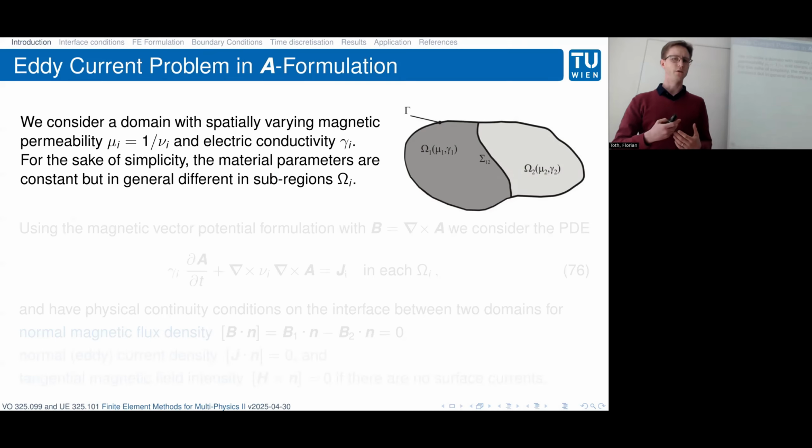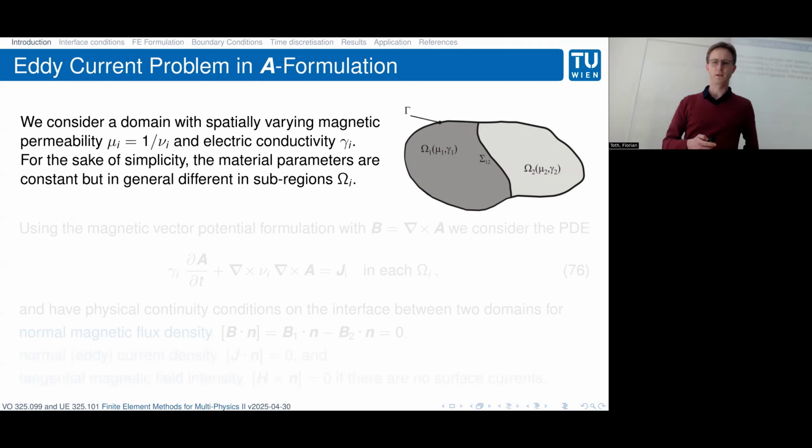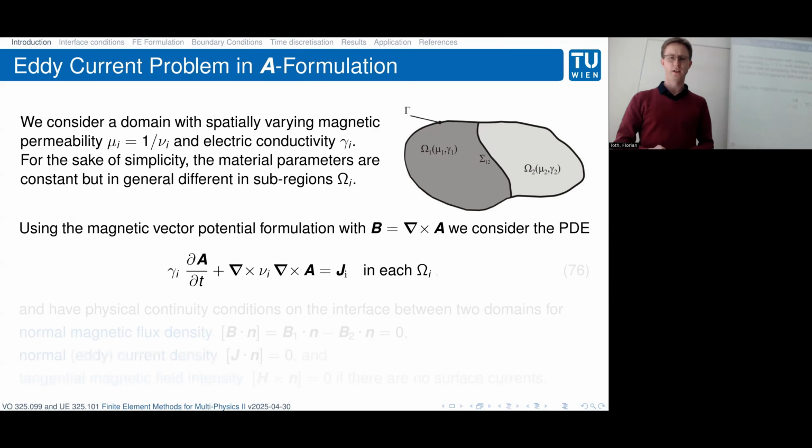So we consider domains with generally varying magnetic permeability and varying electrical conductivity. In some domain parts, the conductivity could be zero. And for the sake of simplicity, we assume all these parameters to be constant in the specific subregions. So then we have the strong form of our PDE with introducing the magnetic vector potential A. And this is what we need to solve.